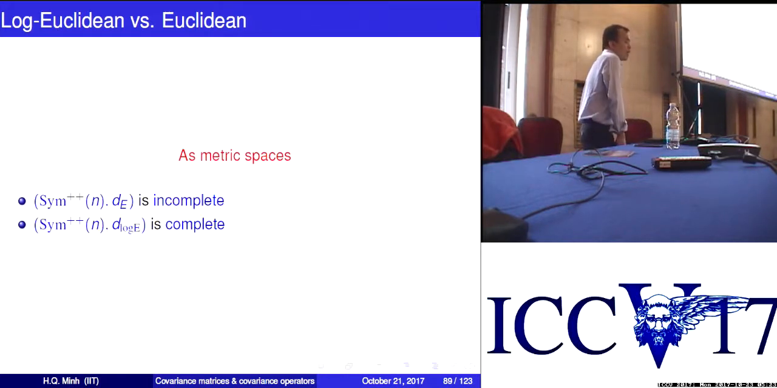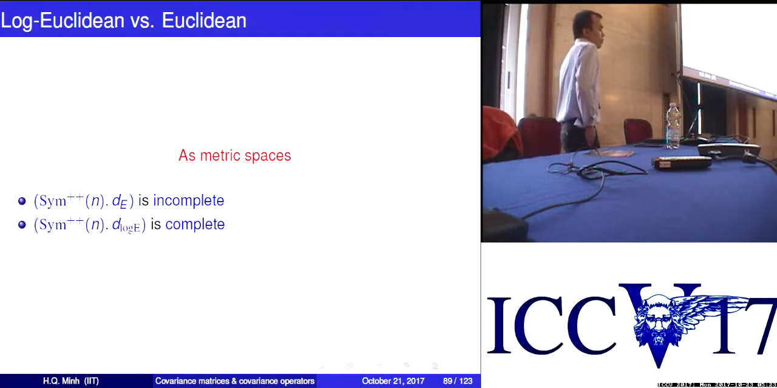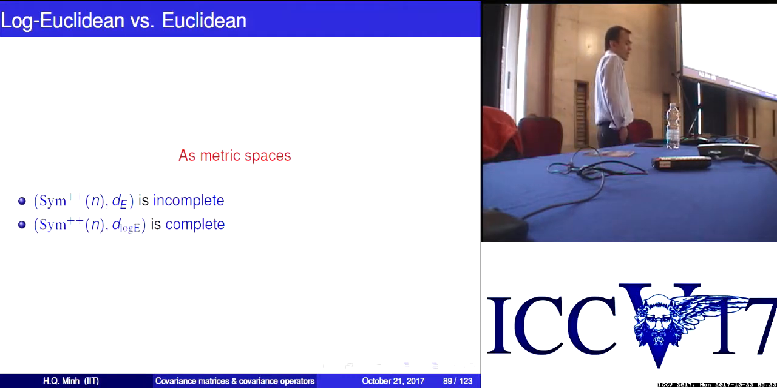And as a metric space, the SPD matrices under the standard Euclidean distance is incomplete. We talked about it before, but under the log Euclidean metric, it's a finite dimensional inner product space. So it's actually a complete metric space. So this is the third property where they are different.